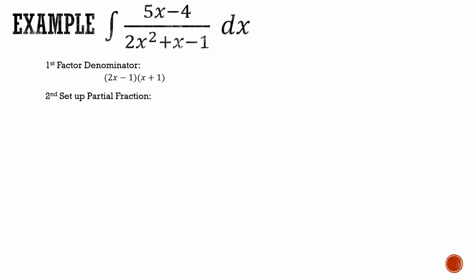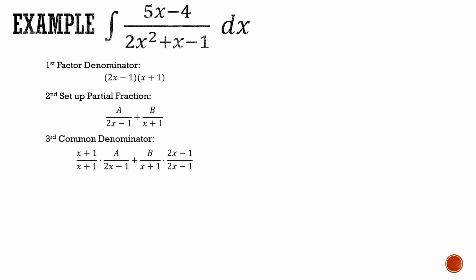And so I'm going to set up my partial fraction decomposition, and since they're distinct linear factors, I'm going to do A over the first factor plus B over the second factor. From here, I'm going to try to get a common denominator. And so I'm going to take this (x + 1) and multiply it on the top and the bottom of the A side. And then I'm going to take this (2x - 1) and multiply it on the top and the bottom of my B side.